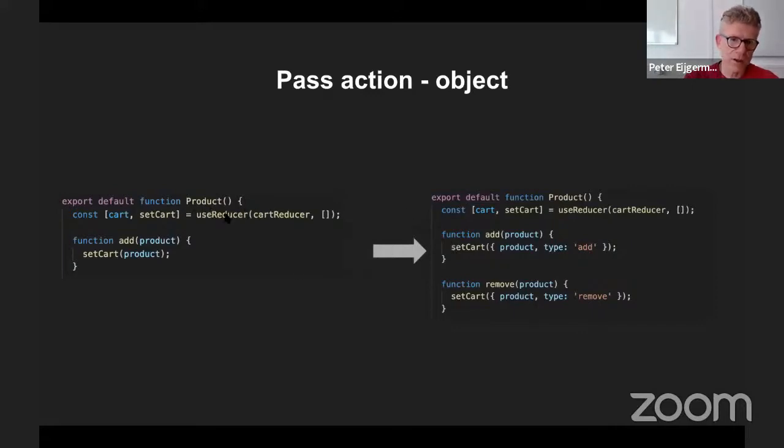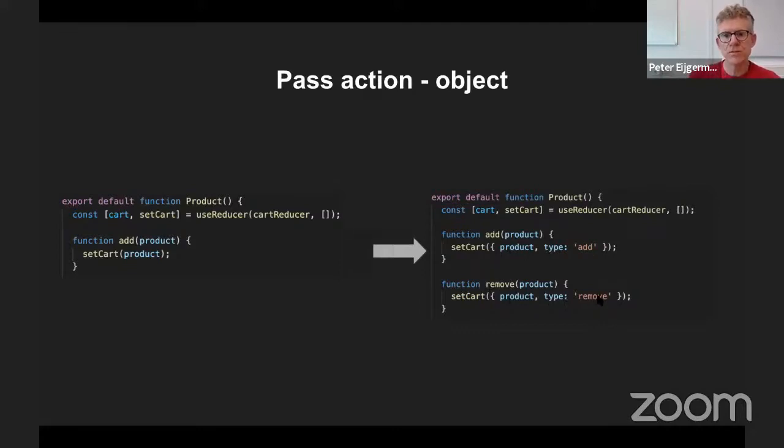So now on the left-hand side, I made use of a reducer hook, and you've seen it already. It's a simple function I use here for adding a product with the set cart. But now I want to use an action object. How do we use that? Here in the set cart, with curly brackets, I pass an action object with two properties, a product and a type. And I also created a remove function with a type remove.